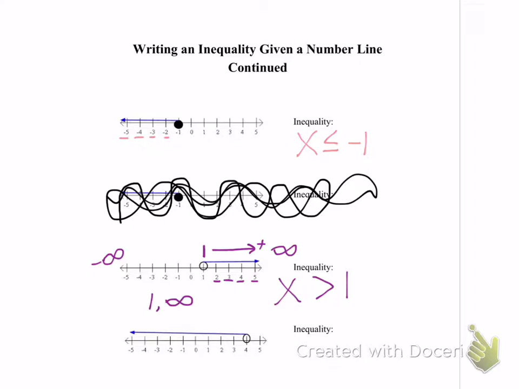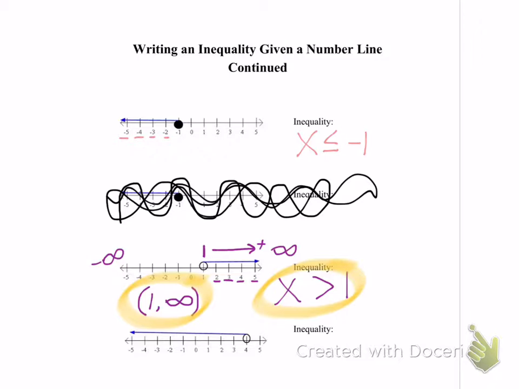Now let's look at parentheses or brackets. With our 1, I have that open circle, so that means I'm doing a parenthesis. And then I have infinity, which is always a parenthesis. So here's my interval notation, and here is my inequality.